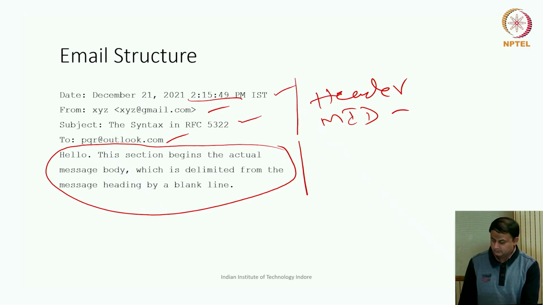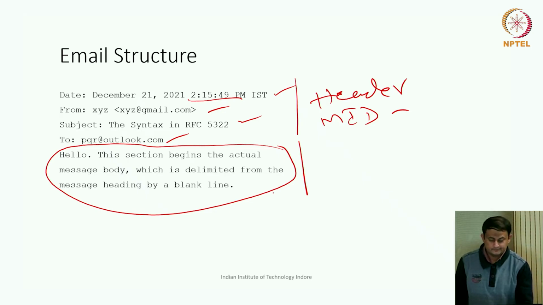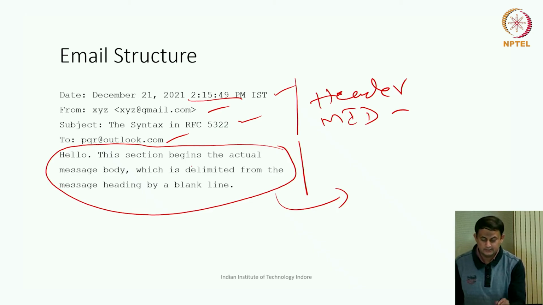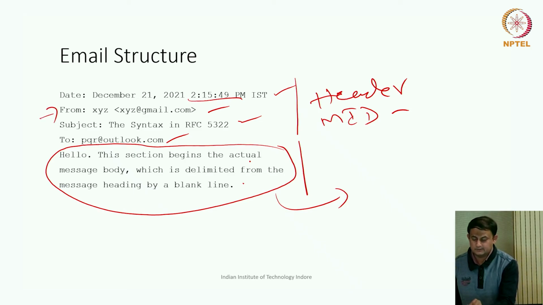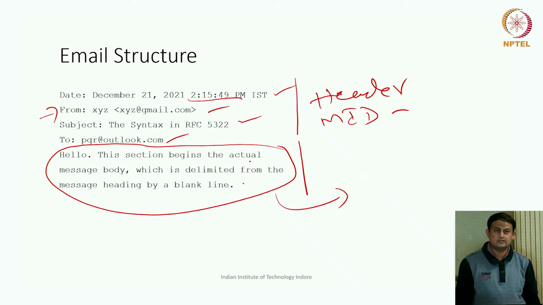We want to protect two things. One is that this message itself should not be modified. I am saying "hello, this section begins the Excel message body." Somebody should not be able to modify this content. And the recipient should be able to make sure that if the mail is claiming to arrive from xyz@gmail.com, indeed the owner of xyz@gmail.com has sent this message. That is the requirement. Let's see how this is actually done.